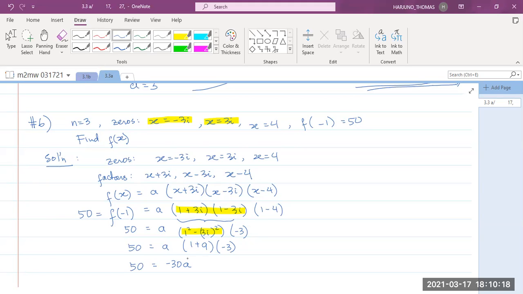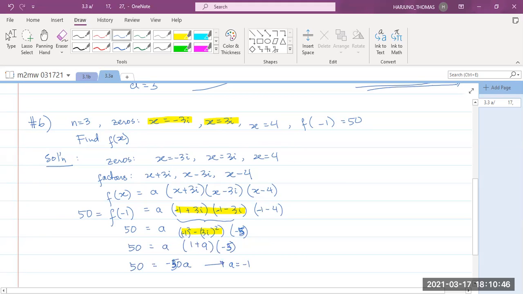Did I make a mistake? Oh, negative 1. My bad. It's negative 1, not 1. So this should be negative 1 squared, which is still 1. But this one is negative 1, so this is negative 5. Do that correction. So this is negative 50A. Therefore A equals negative 1.